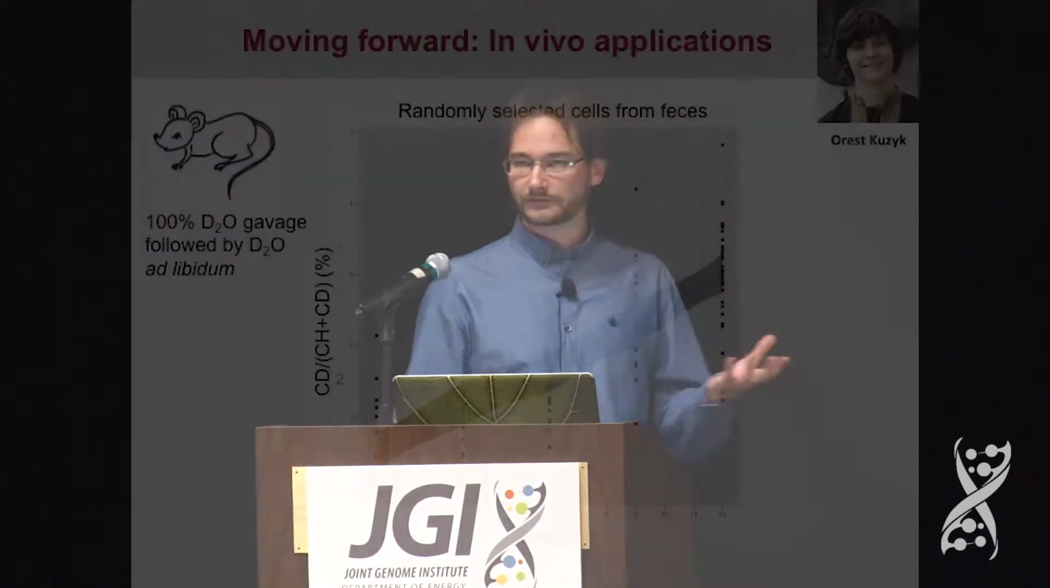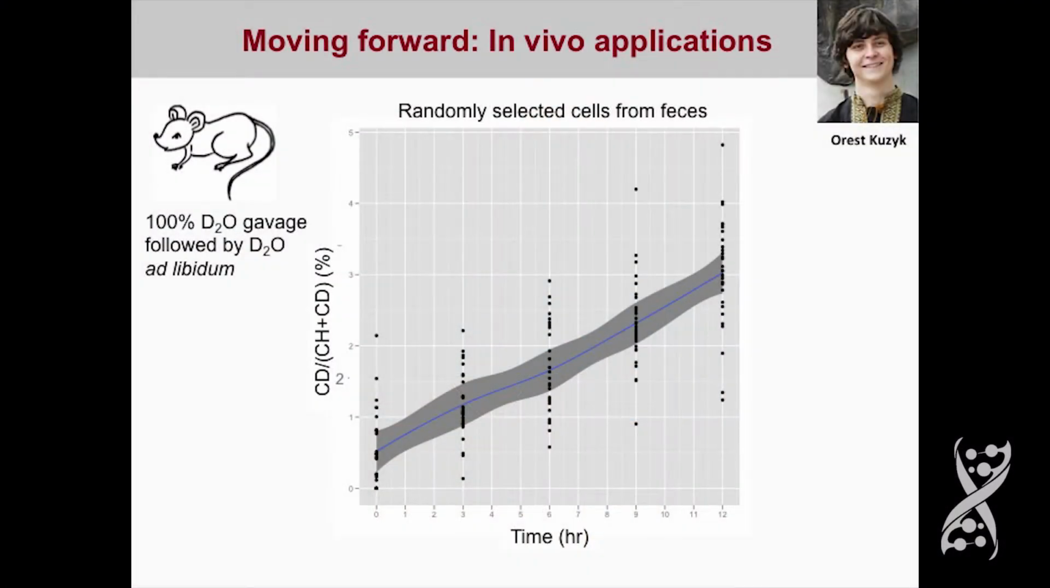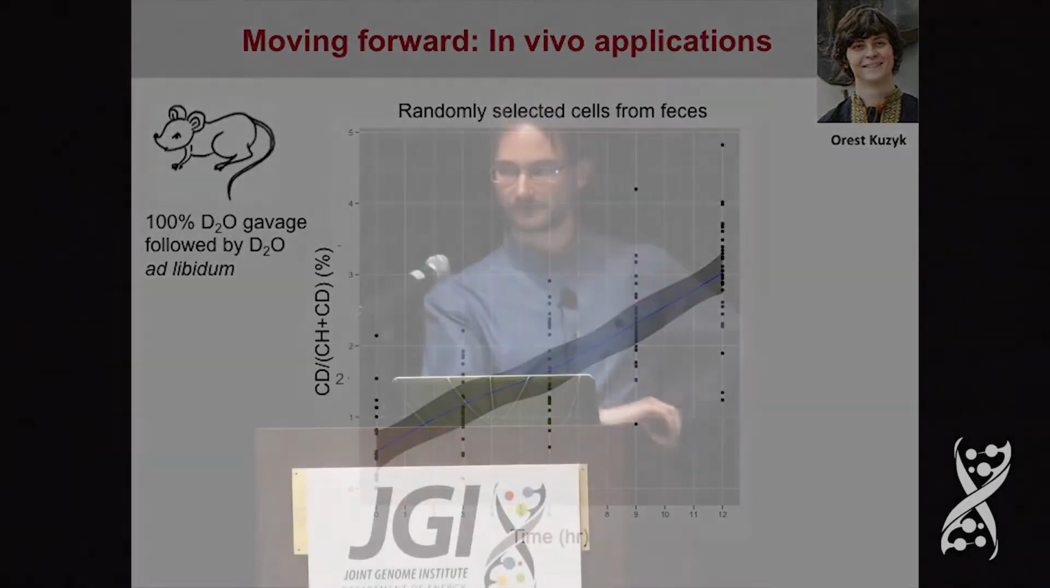Can we do this in vivo as well? Yes, we can. So if you just feed a mouse with D2O, you can easily, within a very short time, find that the cells are labeled. So deuterium is quite easily applied to either living organisms or microcosms or enrichments or maybe even separated environmental samples.